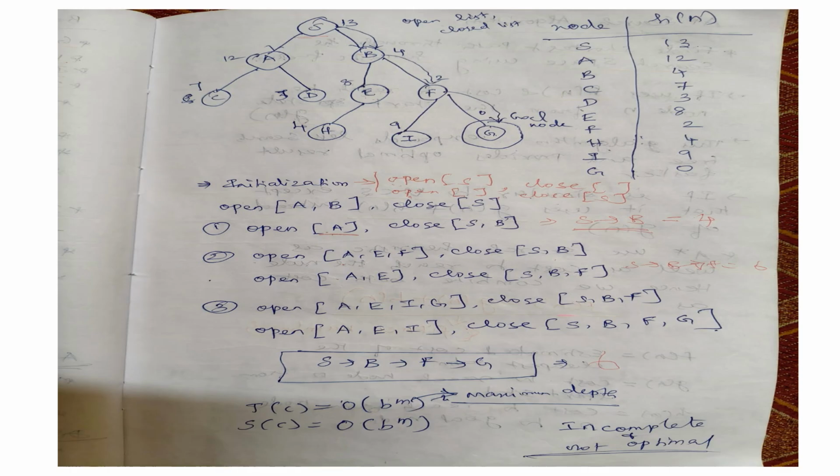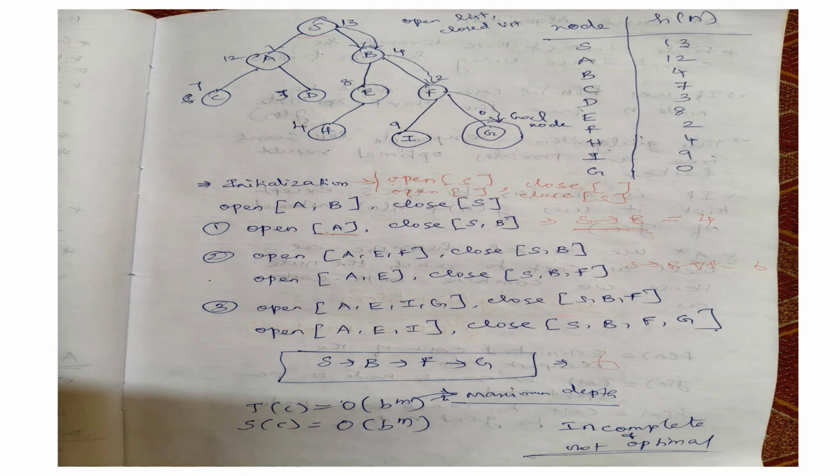So now F will be having the values I and G. So open of A comma E comma I comma G, closed of S comma B comma F. So now you are expanding the F value. F is having two values, 9 and 0, we are comparing. 9 is having the highest value, so we are going with the goal node 0 itself. Open of A comma E comma I, closed of S comma B comma F comma G.